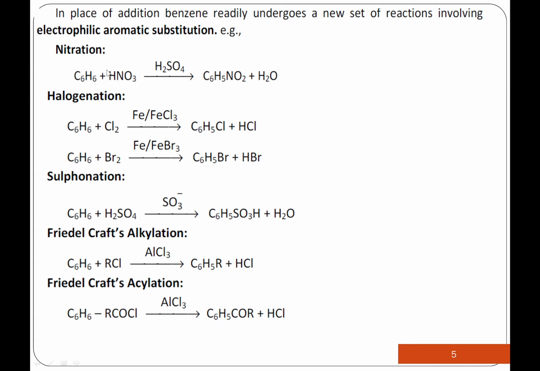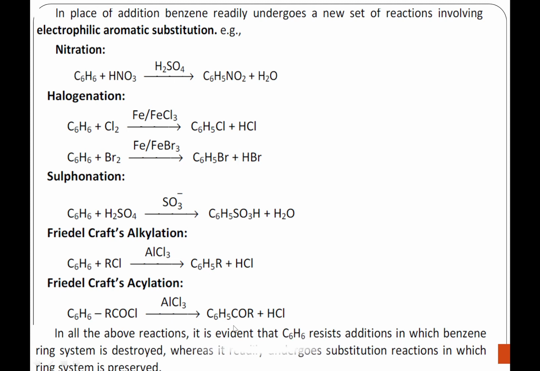See, the beauty of this reaction is it is not an addition reaction, but one H has been replaced with nitro here, with chloro here, with bromo here, with SO3H here, and with alkyl group here, with acyl group here. So these are substitution reactions. And why does benzene undergo this? Because it doesn't want addition reaction, because addition will destroy its aromaticity and its stability. Therefore, it readily undergoes substitution reaction where the aromaticity and the ring system is preserved.